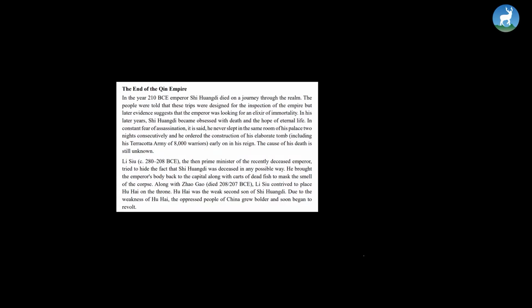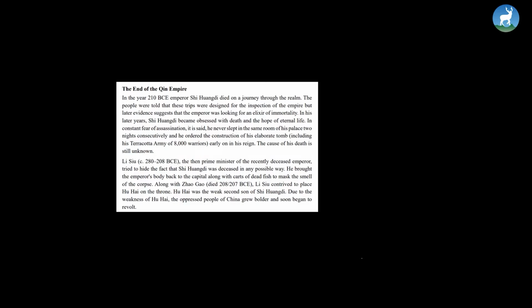The end of the Qin Empire. In the year 210 BCE, Emperor Shi Huangdi died on a journey through the realm. The people were told that these trips were designed for the inspection of the empire, but later evidence suggests that the emperor was looking for an elixir of immortality. In his later years, Shi Huangdi became obsessed with death and the hope of eternal life. In fear of assassination, it is said he never slept in the same room of his palace two nights consecutively, and he ordered the construction of his elaborate tomb, including his terracotta army of 8,000 warriors, early on in his reign. The cause of his death is still unknown.